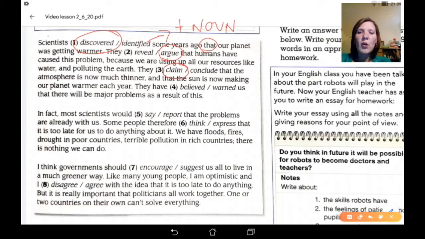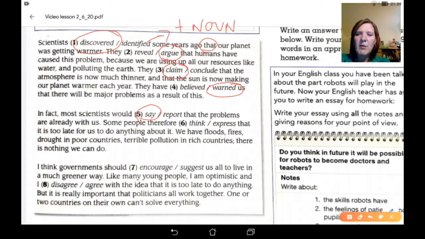Number 4, they have warned us. Okay. Not believed us. Sounds horrible. Okay, so they've warned us. Number 5, most scientists would. Here, we need to use the word say. Report just doesn't sound right in this situation.